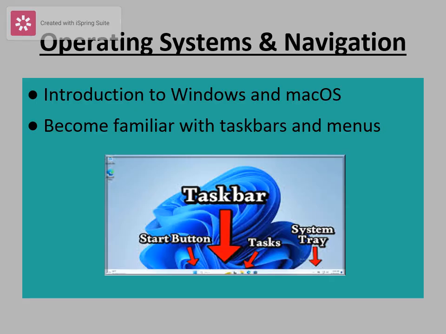To find your taskbar, look for the bar of icons usually at the bottom of your screen, which provides access to programs, settings, and notifications. The main menu bar is typically located at the very top of an application window, containing File, Edit, and View options.